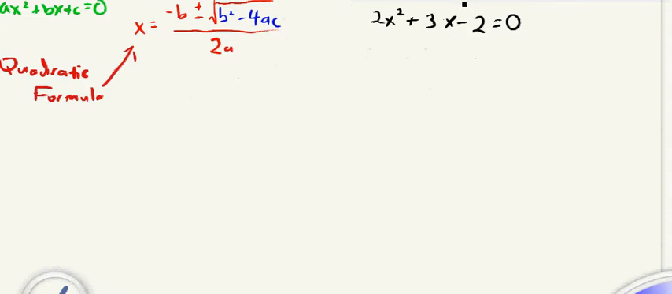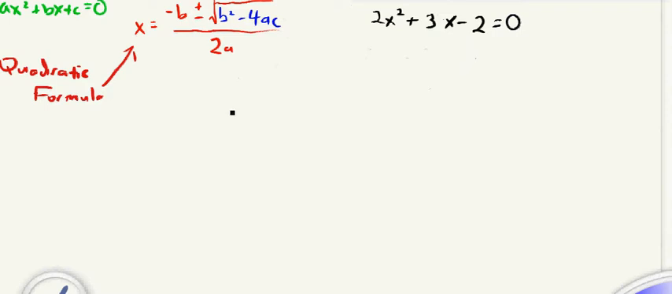Alright, so let's try to solve this. And this is going to be an example that's going to give us two real solutions. Okay, so we're going to look at our equation that we're given, and it's of this form right here: ax squared plus bx plus c equals 0. So a is going to be 2, b is going to be 3, and c is going to be a negative 2. Okay, because of that minus right there, c is going to be a negative 2.